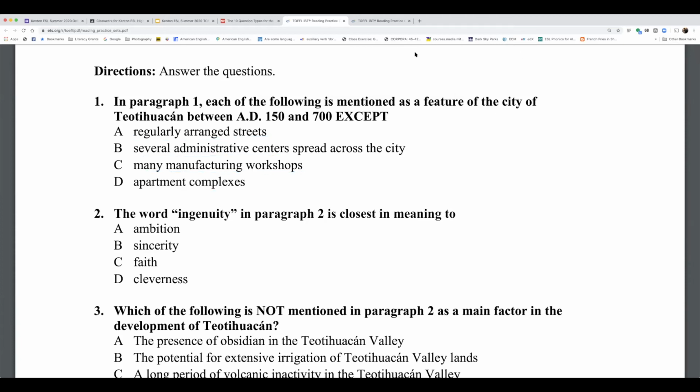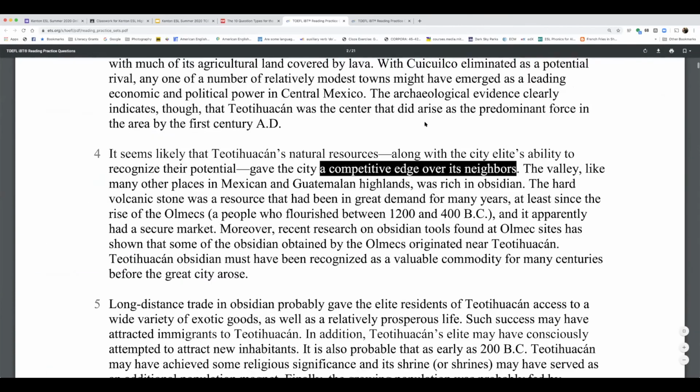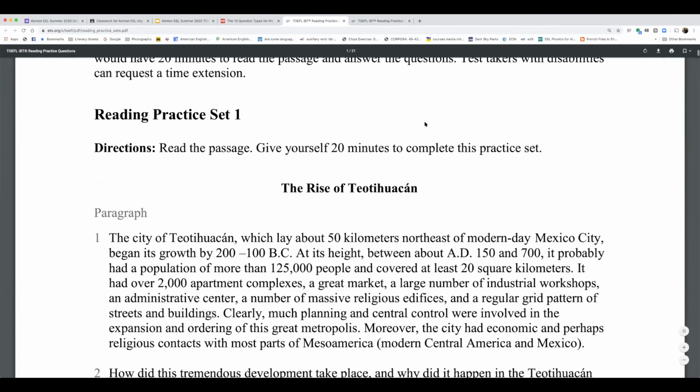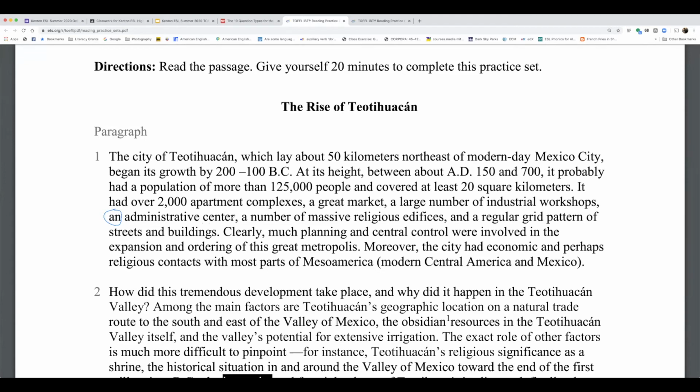Okay, well, let's go back for just a moment. Since we were looking at the introduction, let's go back to the introduction. Let's see if we can find out. All right, so here's what I see. So I see the apartment complexes. I see a great market. There are the workshops, right? And notice industrial. Someone mentioned industrial is like working, so we can kind of guess that. But what I notice here, do you notice what it says here? An administrative center. What does an mean? Only one. Now wait a minute.